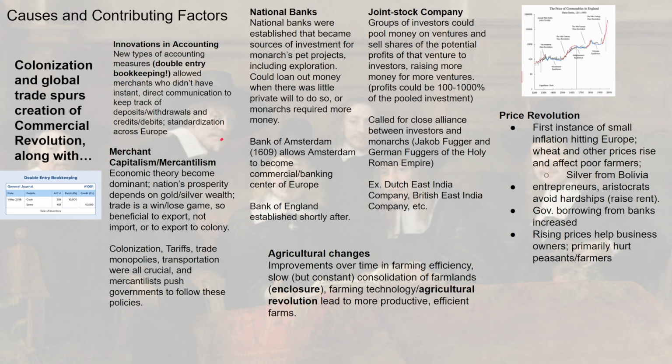Previously, before this period, it might sound like common sense to us, but accountants that kept track of the books would only keep track of deposits. They would only have one side of their books for deposits. They wouldn't keep track of deposits and withdrawals, or debits and credits. They would only keep track of one of them. So it's kind of astonishing.